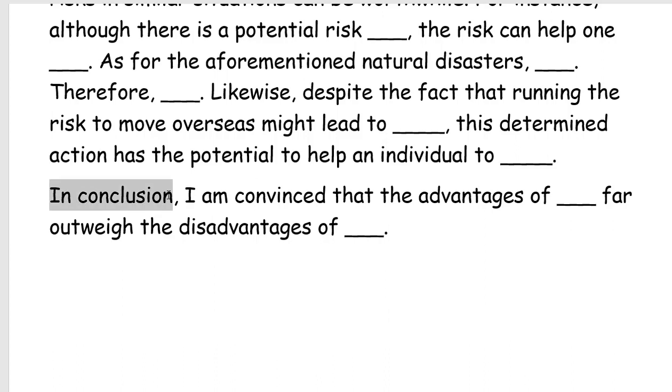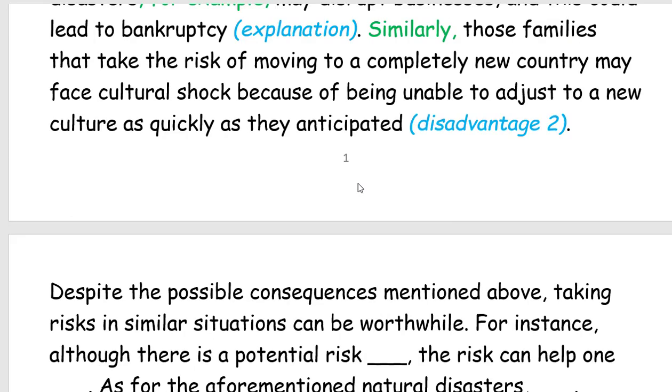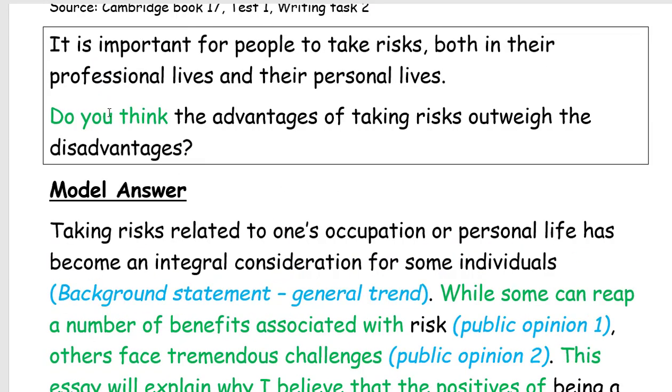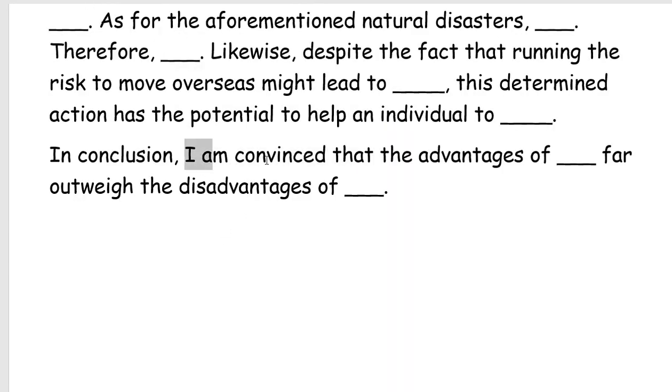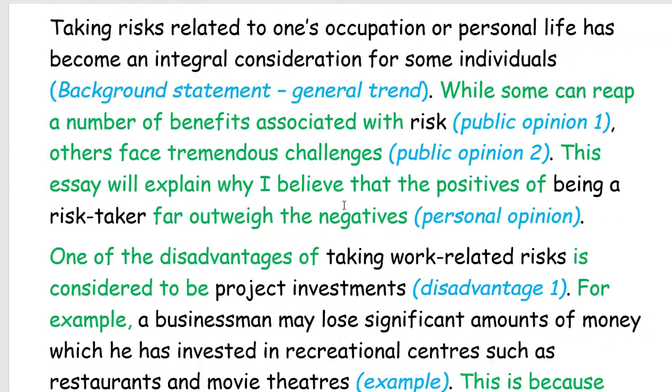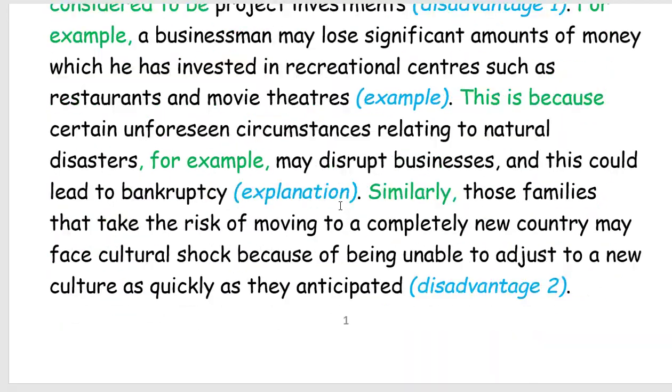So in conclusion, I'm convinced that. Remember, because the question is, do you think? Therefore here I've written I'm convinced that. That basically means I strongly believe that. And then the advantages of, and you need to talk about the advantages here, far outweigh the disadvantages of, and then you should indicate the disadvantages mentioned in the first body paragraph.